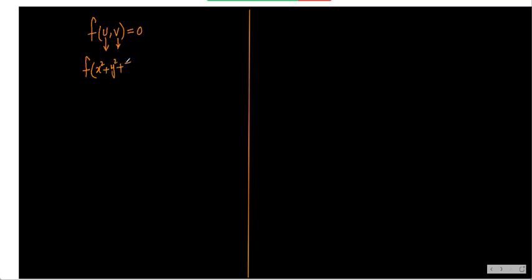comma z square minus 2xy. You may come across a situation like that. It is asking to eliminate the arbitrary function once again from this. Now how to do it?